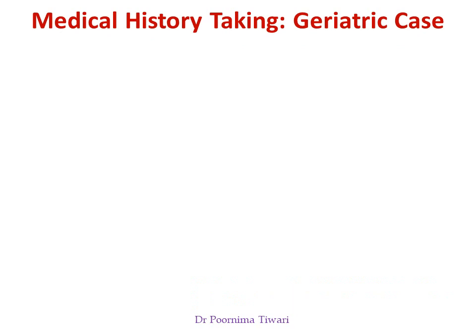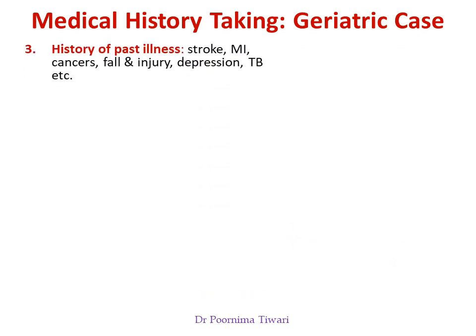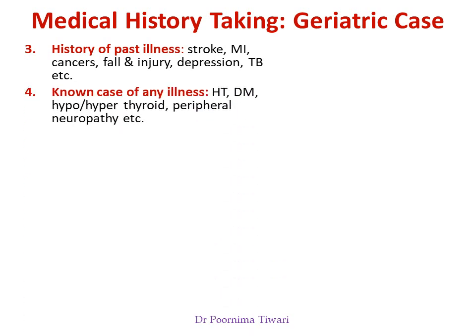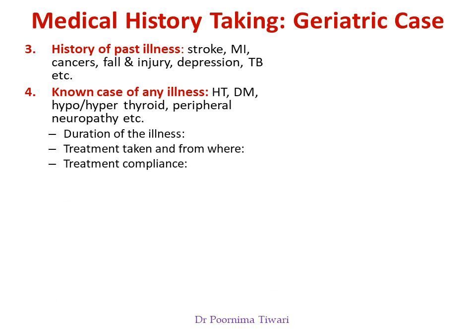Then the history of past illness again should include all the disorders that commonly occur in the elderly and which he or she may have forgotten to mention. Then any known case of illness, because at this age one or more disorder may already be diagnosed and on treatment. Duration of such diagnosis, treatment taken for the known case and from where, is the compliance present for treatment or not? If not, then why not?